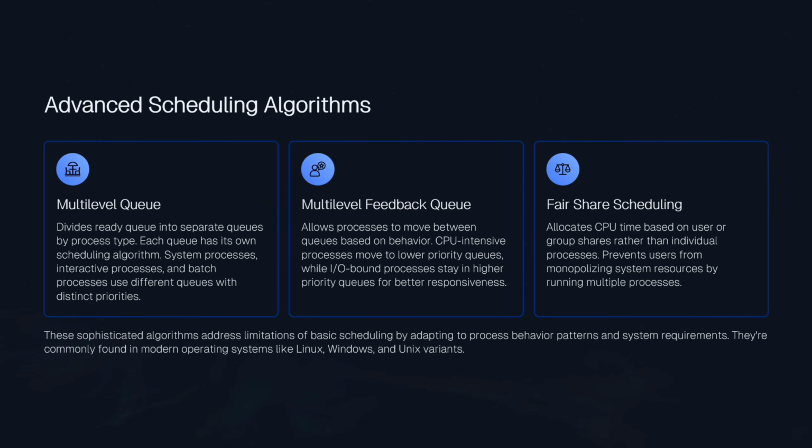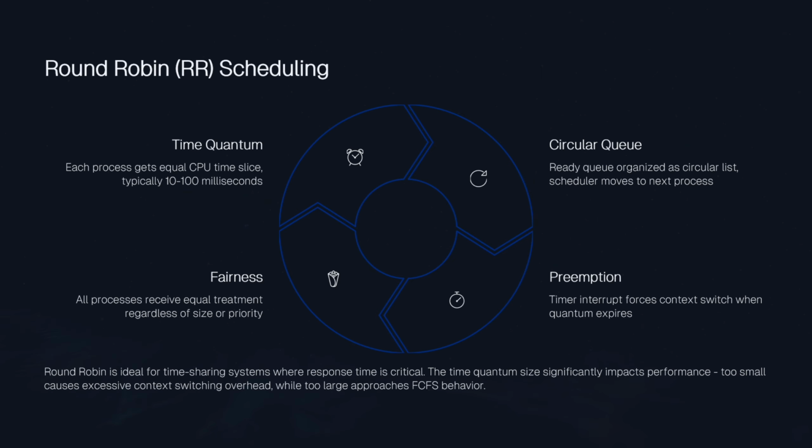Round robin scheduling. Here, round robin gives each process a fixed time slice, like each player taking turns. It is great for time sharing systems because it ensures fairness and quick response. However, choosing the right time quantum is critical too. Too small causes overhead, too large behaves like first come first serve.